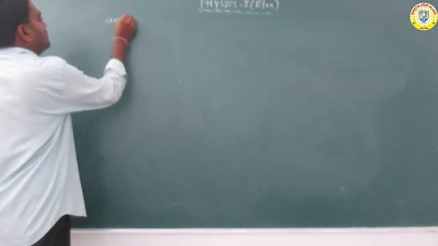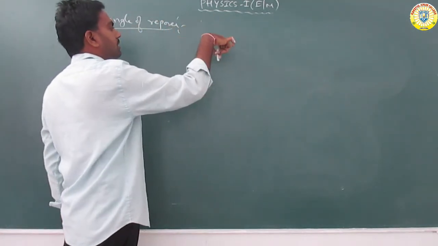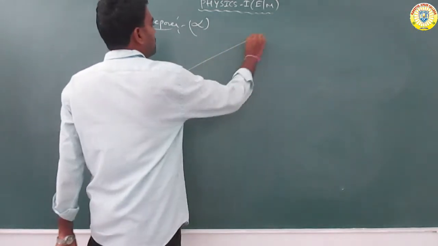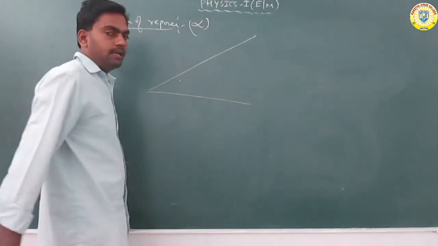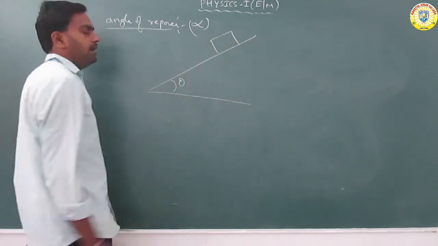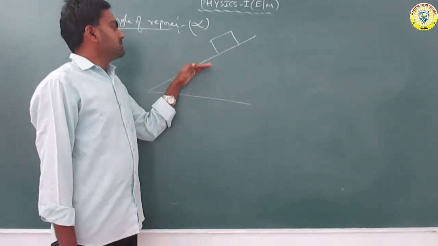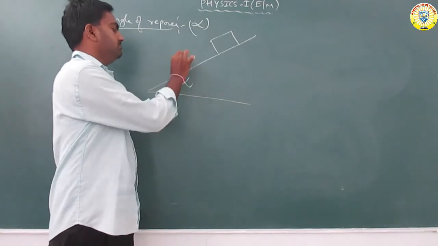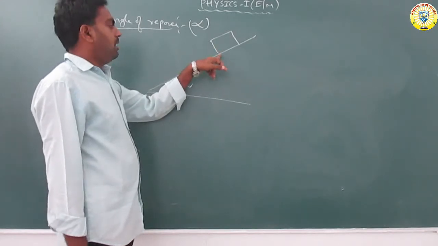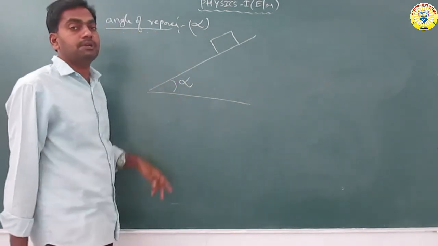Angle of repose. It is denoted here by alpha. So what is the angle of repose? This is an inclined plane, with inclination angle theta with the horizontal. The angle theta made here is called alpha. So theta is equal to alpha. The angle of inclination of the plane with the horizontal is called the angle of repose.